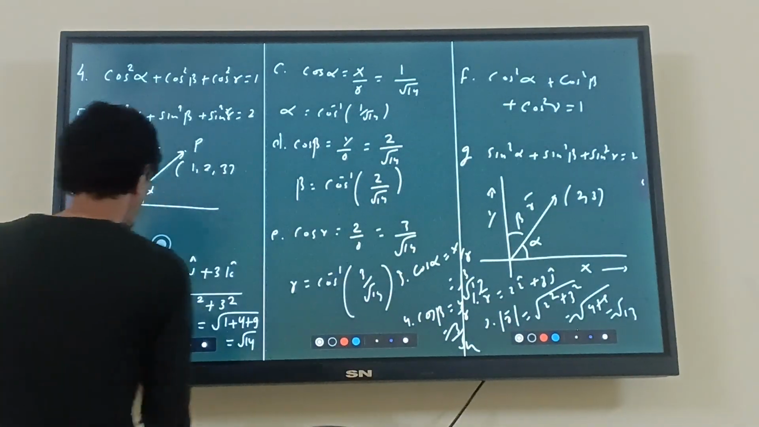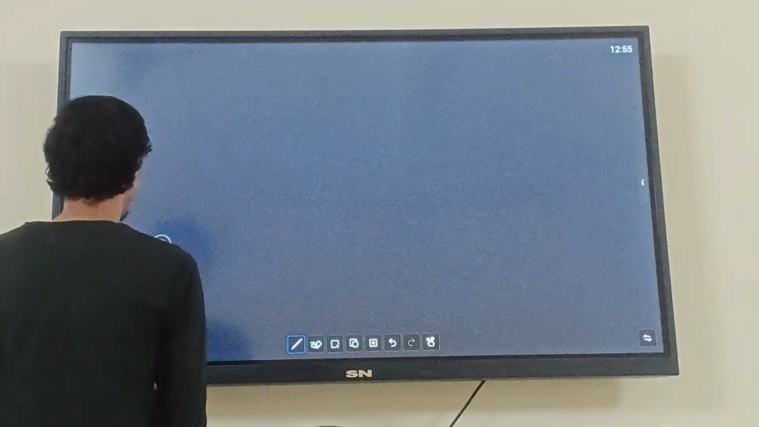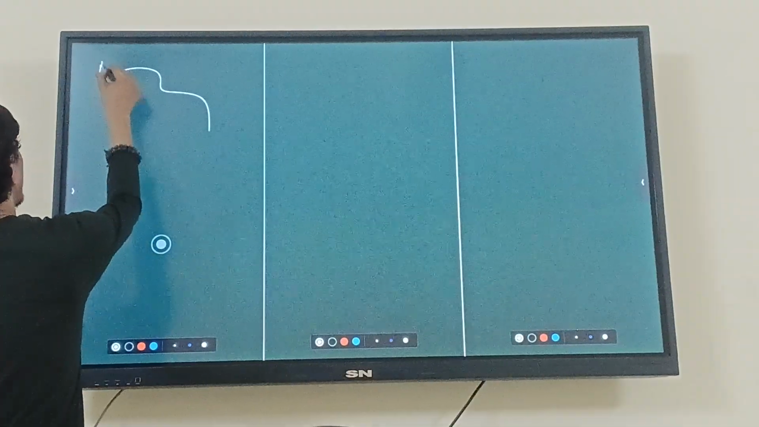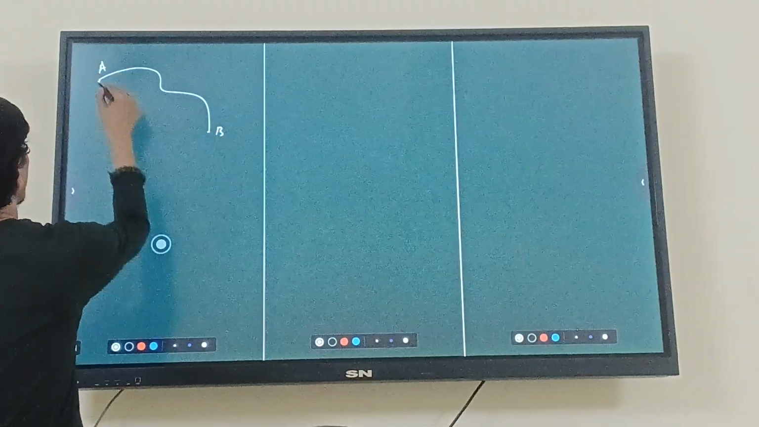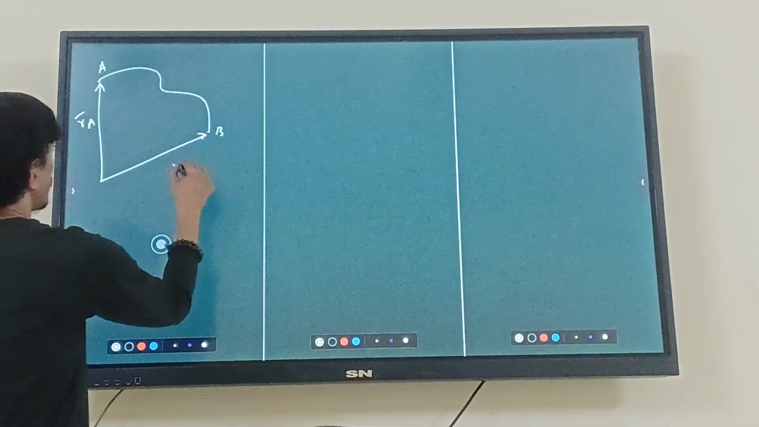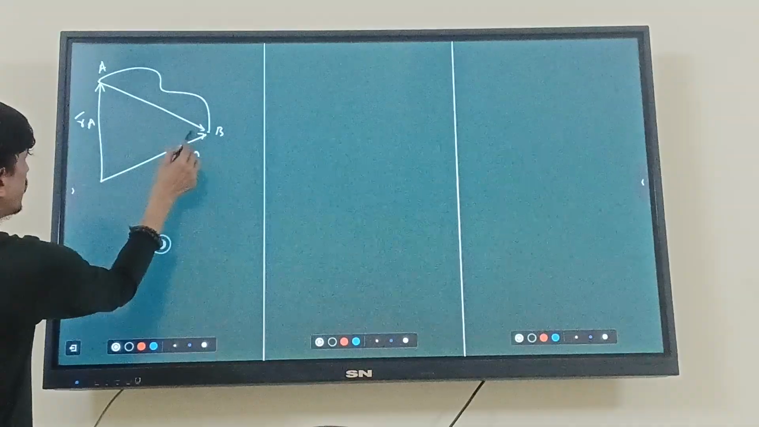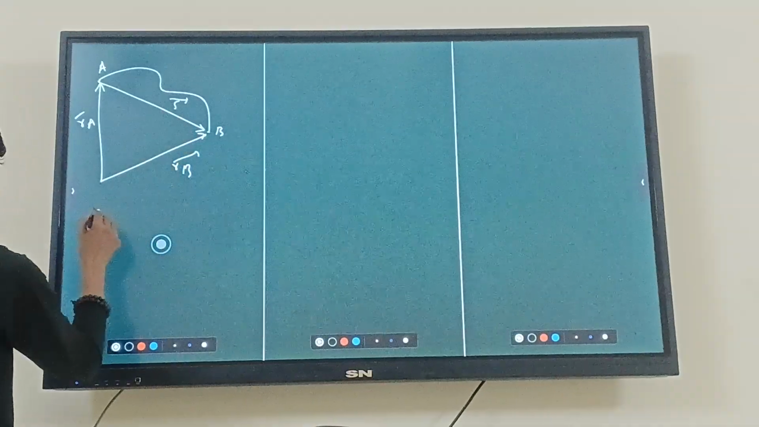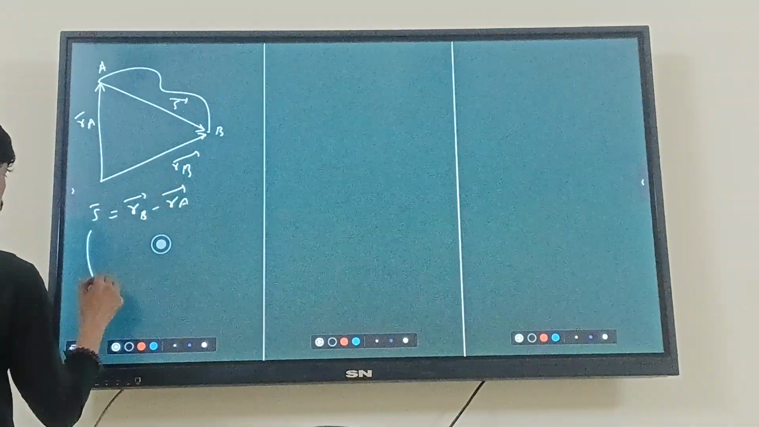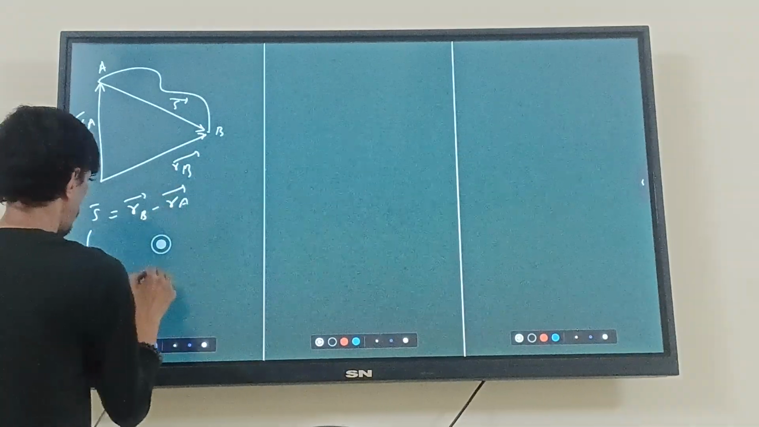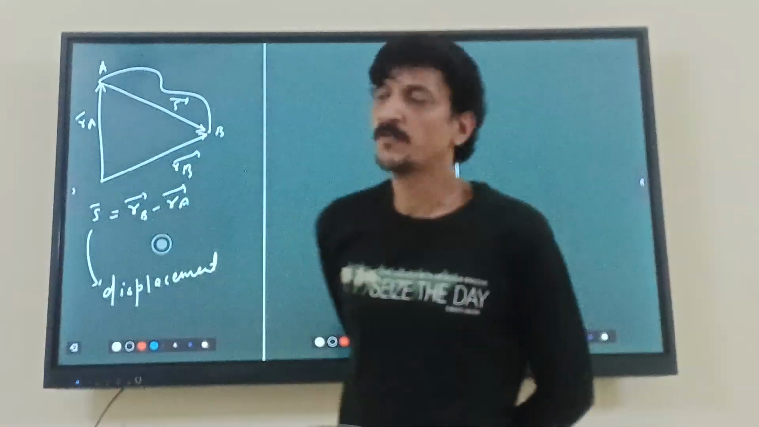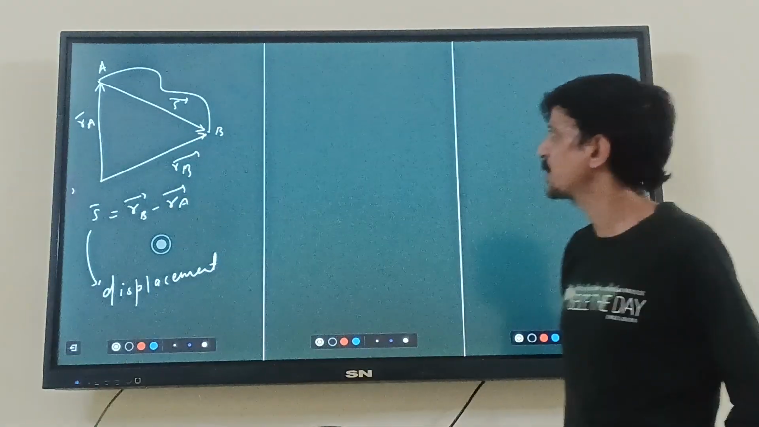Now let's move to the next point which is finding displacement. So suppose a particle moves like this, it moves from point A to point B. Let's say this point has a position vector RA, this point has a position vector RB. So the vector joining the initial and final point is called the displacement vector, and it is nothing but RB minus RA. So simply you just need to find the difference of the two vectors.